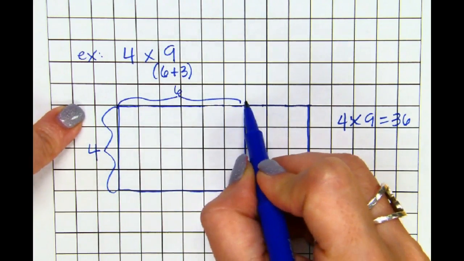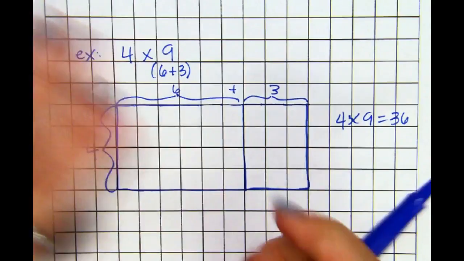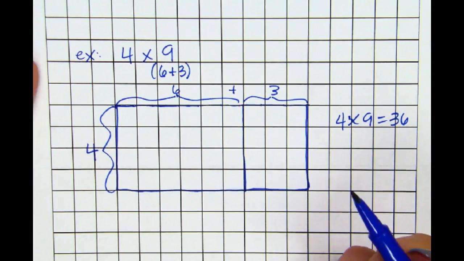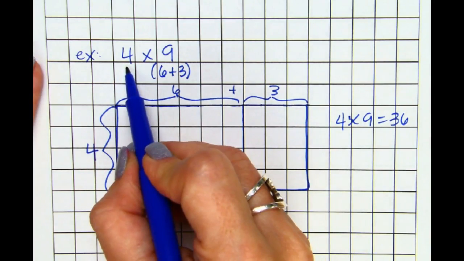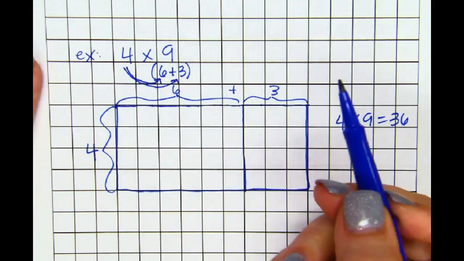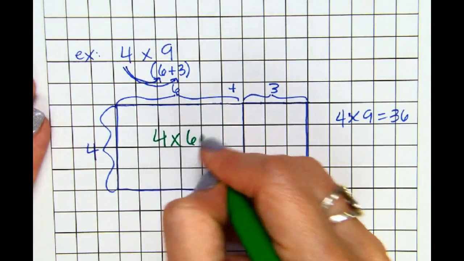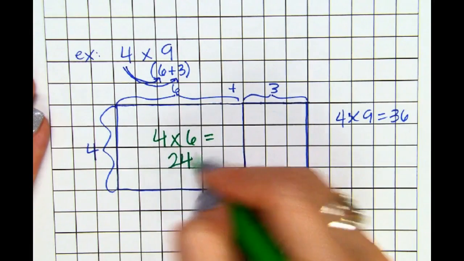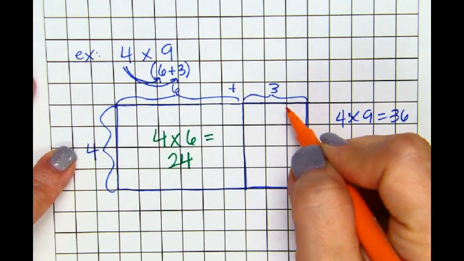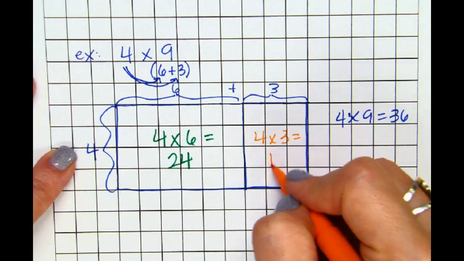This is 6. This is 3. Well, can we still say that this is 6 plus 3? Yes, in each row, we have 6 and 3. So we're going to multiply this factor times each of the parts that we broke 9 into. So here we could say 4 times 6 equals 24. And then on this side, we know that this is still part of our original rectangle. 4 times 3 equals 12.